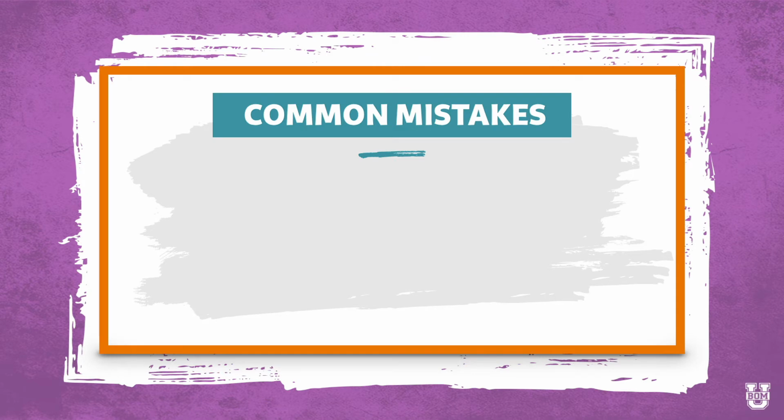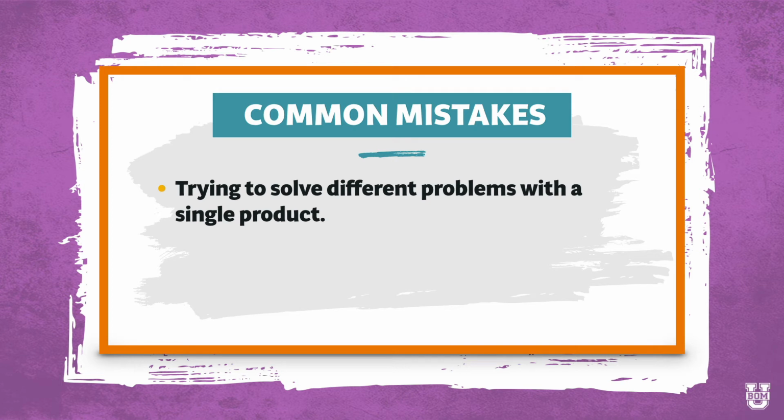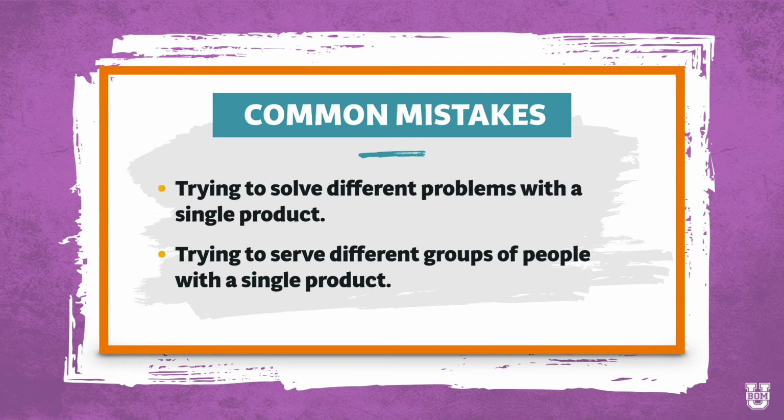So let's talk quickly about some mistakes that people make as they're niching. One of them is that they try to solve different problems with a single product. They try to come up with like a catch-all product that will just solve all of these different problems. And the other thing people do is they try to serve different groups of people with a single product without considering whether you would be able to reach them with a single message. So both of these come back to, hey, can I actually create a single product that serves people, and can I reach them with a single message?